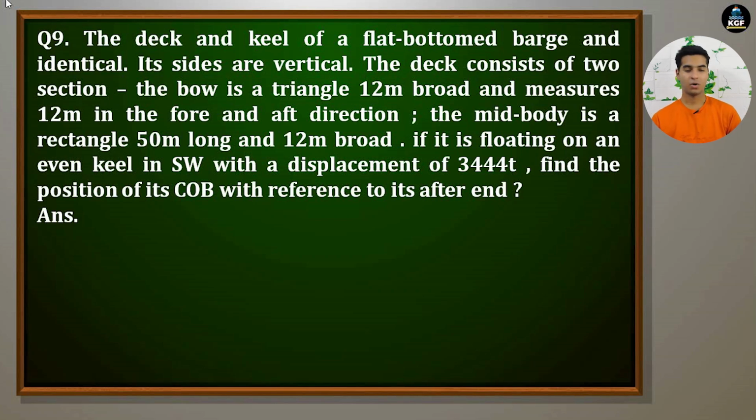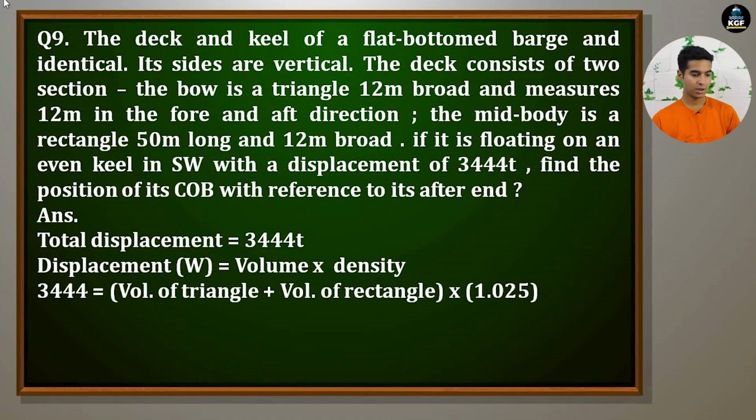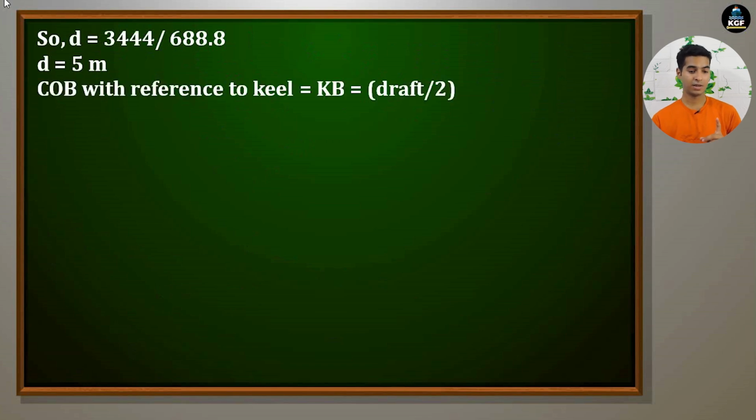Okay. So again you have to use the diagram given in the description. So total displacement will be 3444 tons. So displacement formula we will use volume into density. Now 3444 will be equal to the volume of triangle plus volume of rectangle multiplied by salt water density. Now from the question we will put the data into the formula, and finally the draft will be 3444 divided by 688.8, which equals 5 meters, which means the COB will be 2.5 meters because 5 divided by 2 is 2.5 meters.